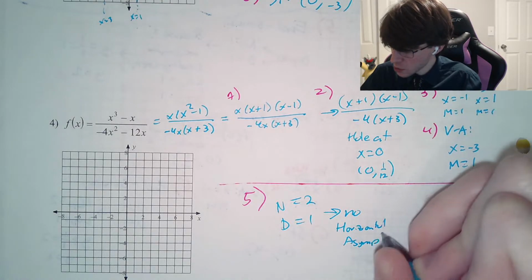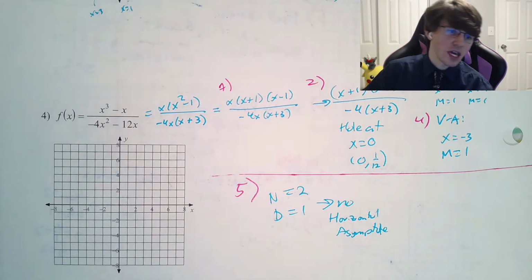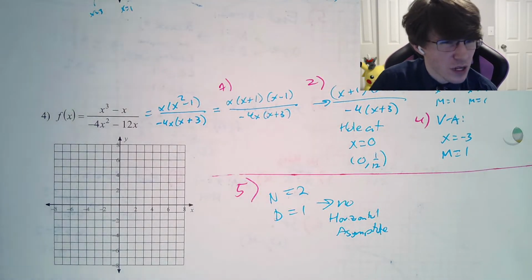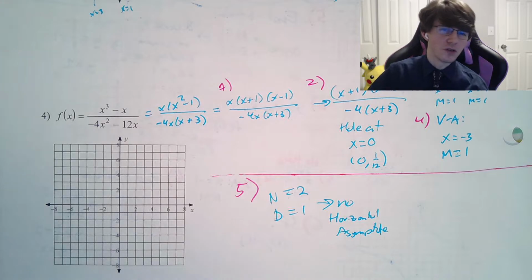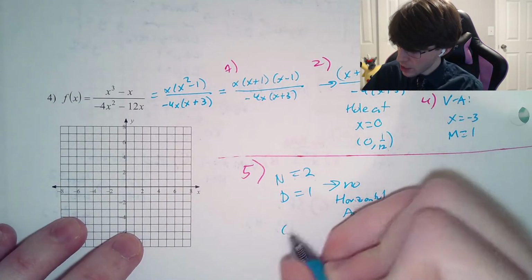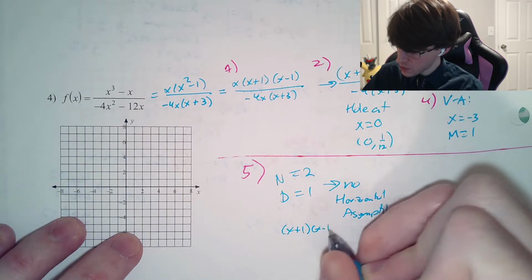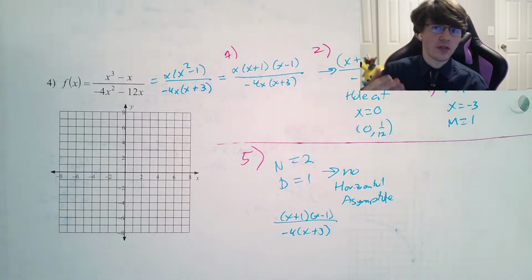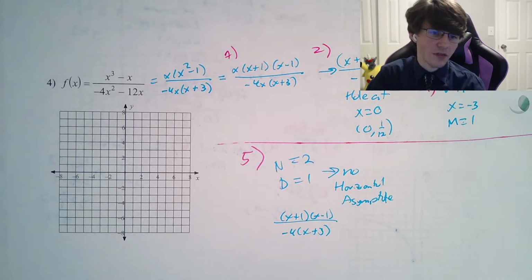And you have to do some extra work for the end behavior. So for the end behavior, this is the question that you kind of dread seeing when you're doing one of these, because you know you're going to have this extra work to do. So we need to figure out what (x plus 1)(x minus 1) divided by -4(x plus 3) looks like at the ends.